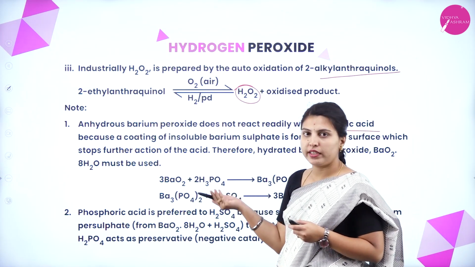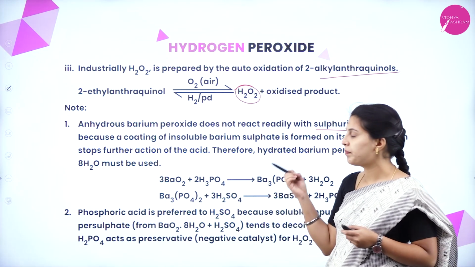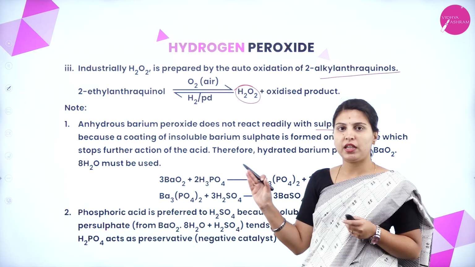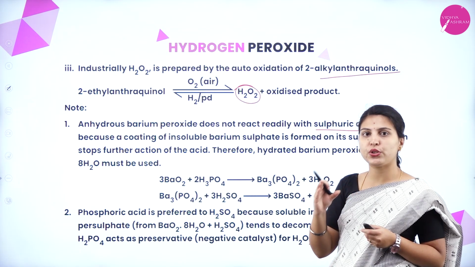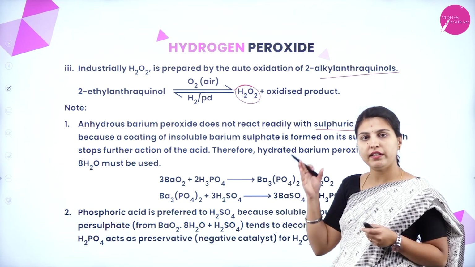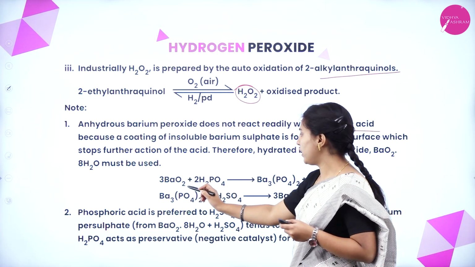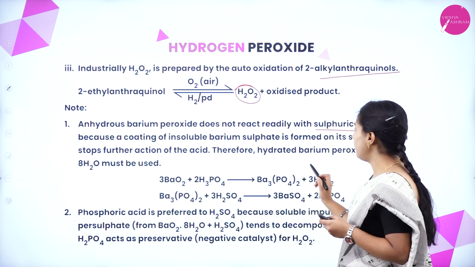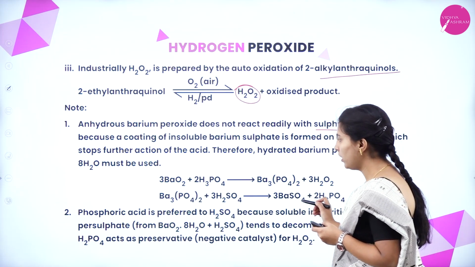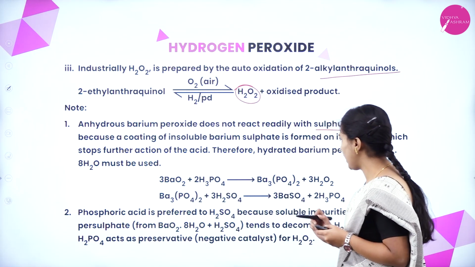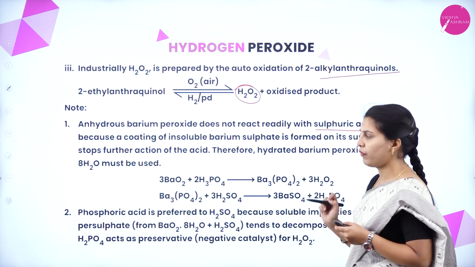In the previous reaction we have seen that when barium peroxide was treated with sulfuric acid, the reaction stopped because a coating of barium sulfate was present. That stopped the action of the acid, and whenever hydrated barium peroxide was used, the complete reaction took place. Barium peroxide with phosphoric acid will form barium phosphate plus H2O2, that is hydrogen peroxide. When barium phosphate is treated with sulfuric acid, barium sulfate will form with phosphoric acid. H3PO4 is phosphoric acid.